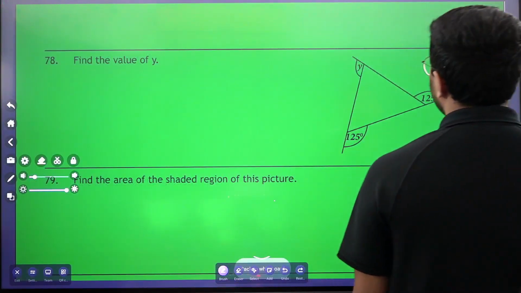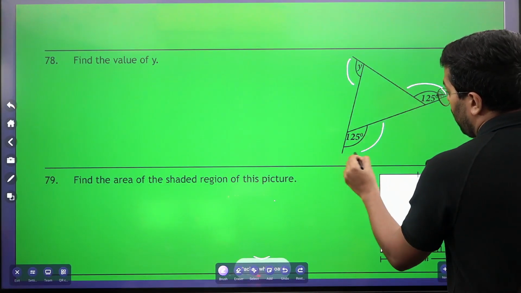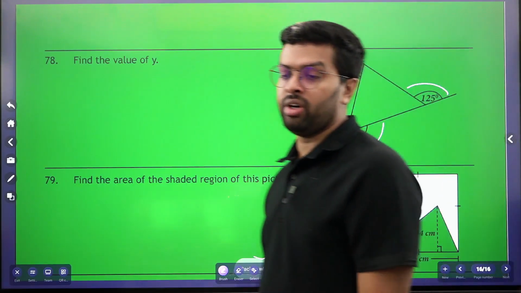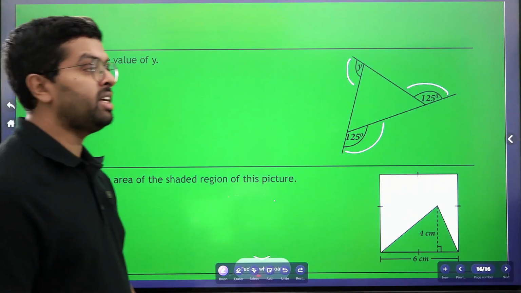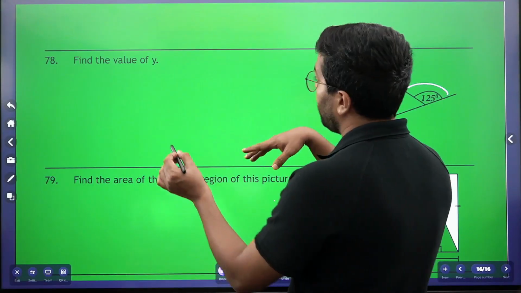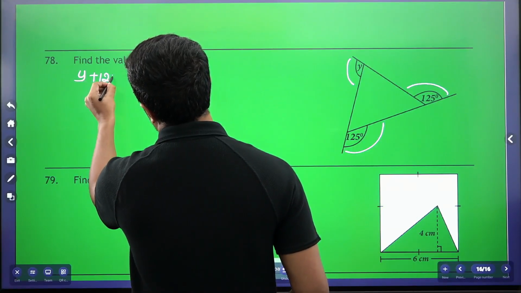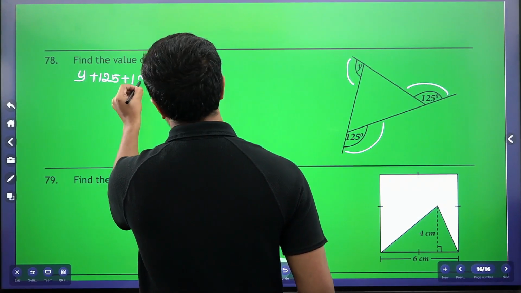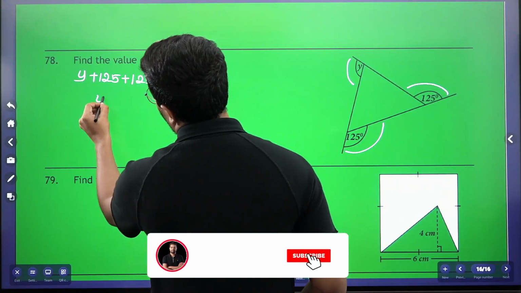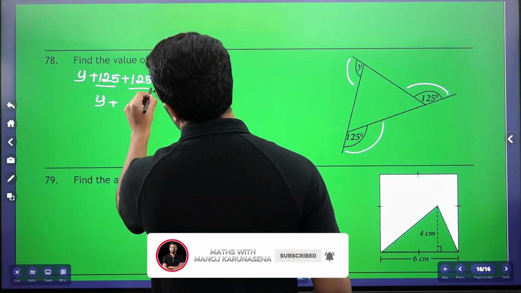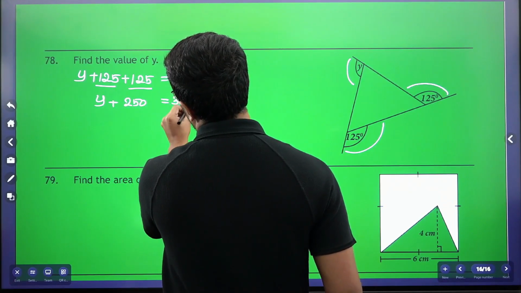Find the value of y. We have a triangle. The sum of all the external angles of a triangle is equal to 360 degrees. So I can write an equation: y plus 125 plus 125 equals 360. Y plus 250 equals 360.